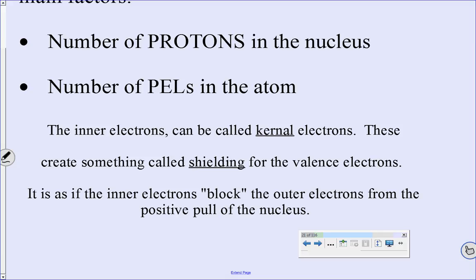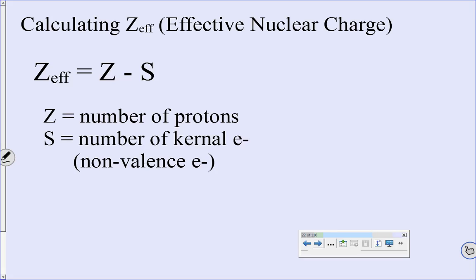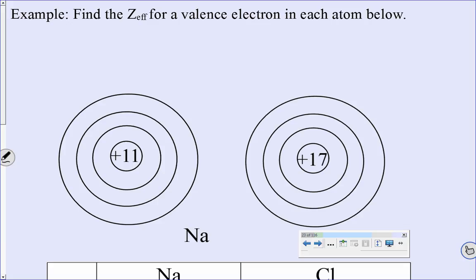And kernel electrons actually create something called shielding for valence electrons. It is as if the inner electrons are almost blocking the outer electrons from feeling the charge of the nucleus. So this is especially, as an atom gets bigger, going to influence its ability to gain or lose those electrons in the outside rings. We can actually calculate this by taking the number of protons and then subtracting the number of non-valence or kernel electrons. So the effective nuclear charge, Zeff, is found by protons minus all the electrons that are not in the valence shell. So let's look at a little example here.